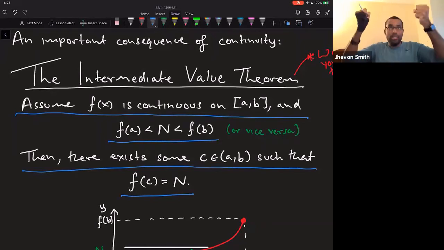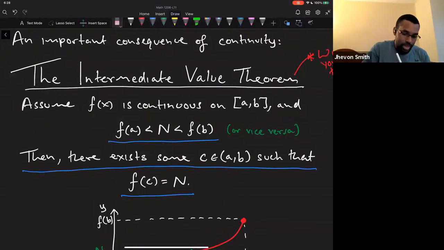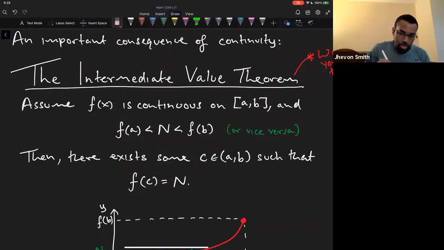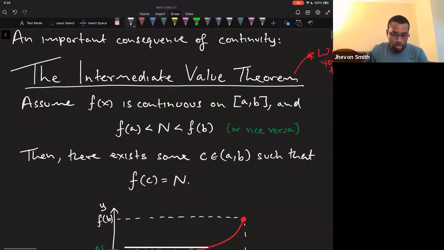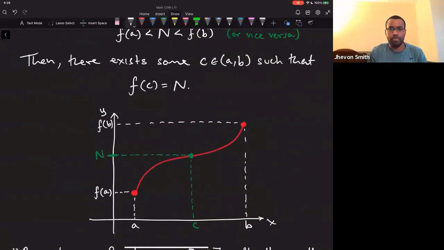If I know two y values on the continuous function, then all y values in between will also be attained, all intermediate y values. So it's called the intermediate value theorem. So that's the theorem. Continuous functions will attain all intermediate y values. If you know there are two y values on the y-axis, it will hit every number in between them. So to illustrate, that's this function here.